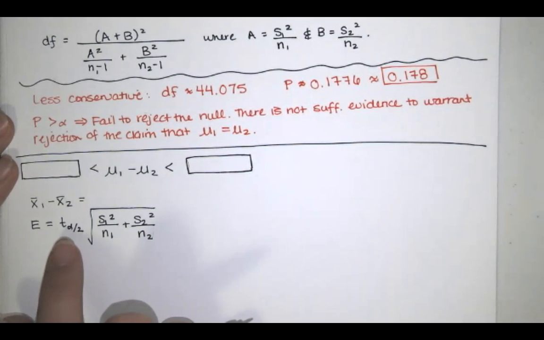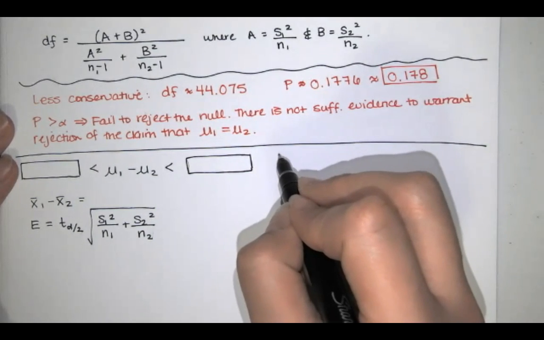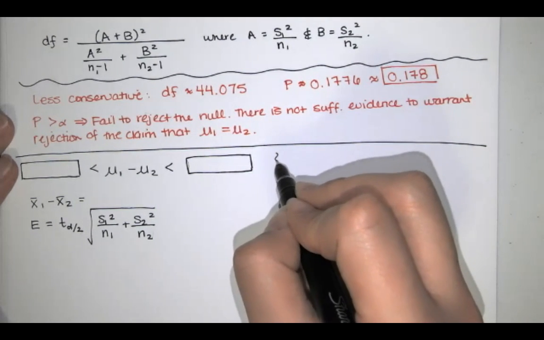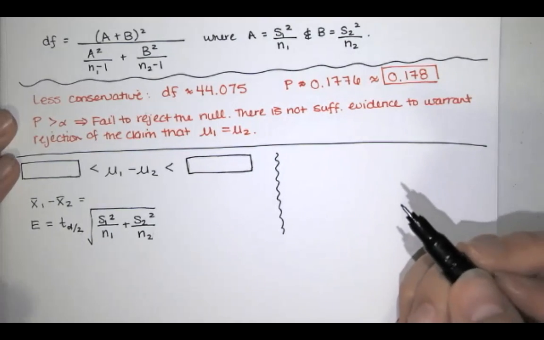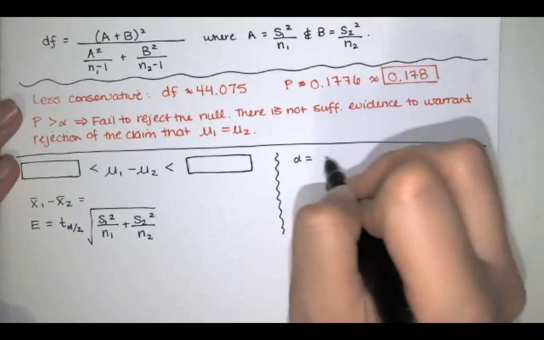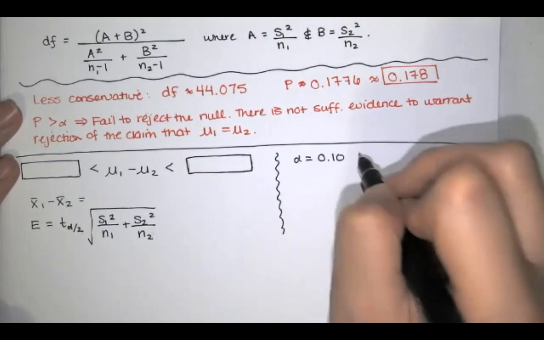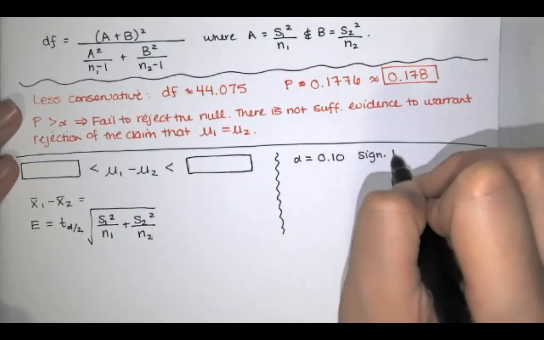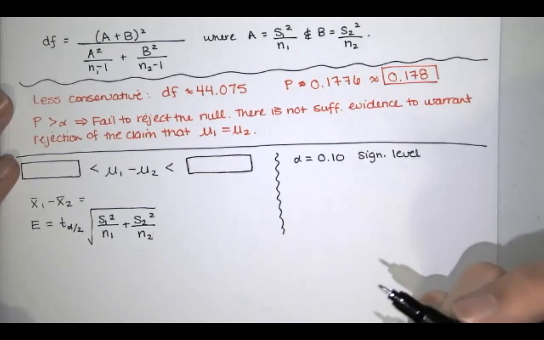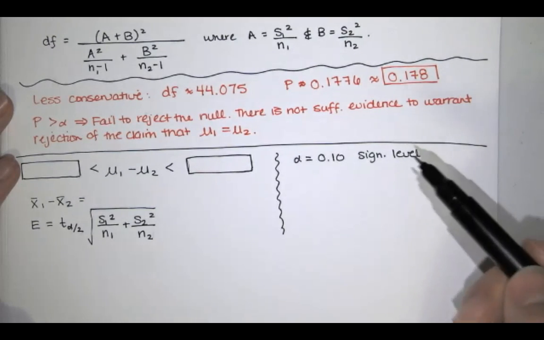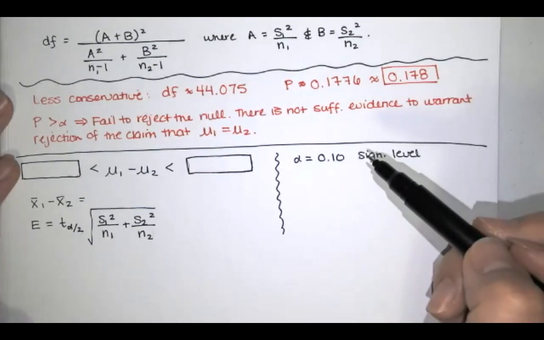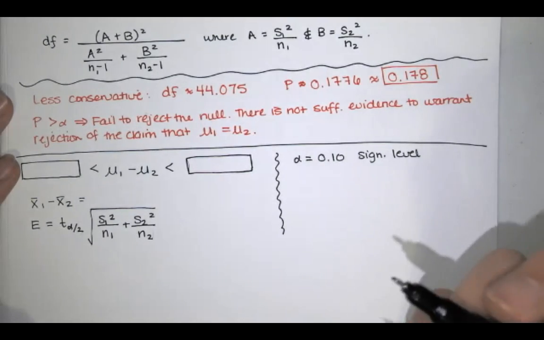Now, we have to decide on what that area in the tails should be by thinking about whether we had a one-tailed test or a two-tailed test, and thinking about the significance level and all of those things that are related to the original significance level of our hypothesis test. So we were told at the beginning that for this test, our alpha was equal to 0.10. That's our significance level. And the question becomes, when I come up with this t sub alpha over 2, is this alpha equals 0.10 area in one tail or area in two tails?